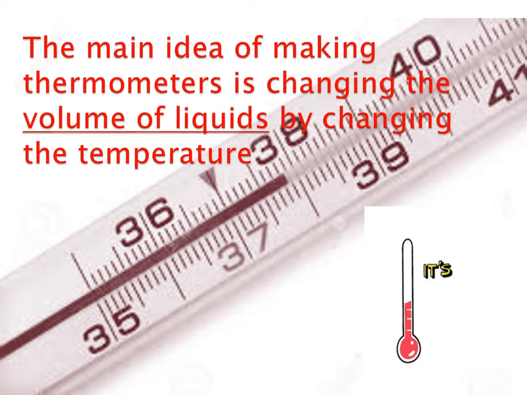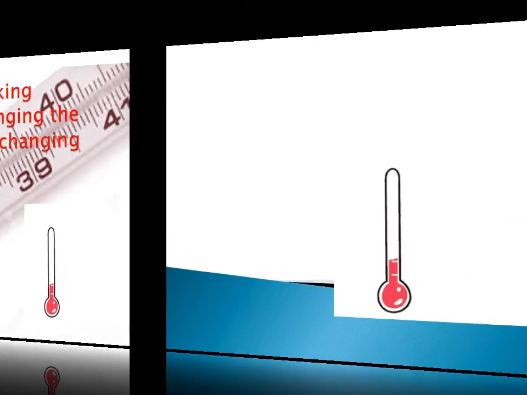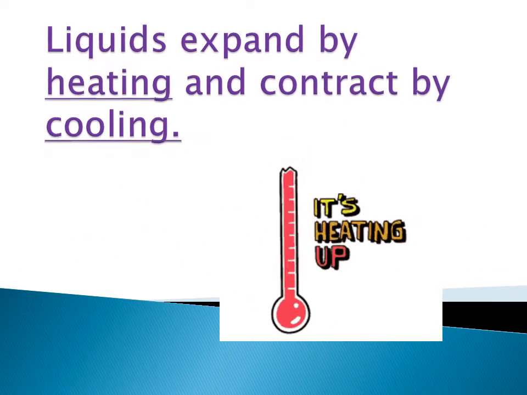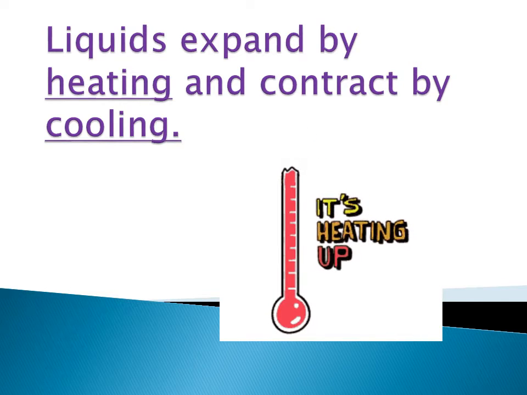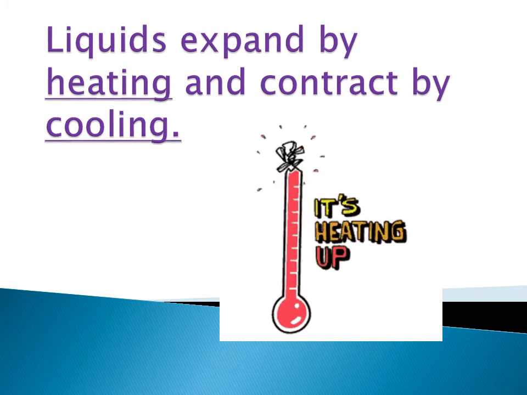So, what is the main idea of making thermometers? The idea is changing the volume of liquids by changing the temperature. Or I can say changing the volume of mercury by changing the temperature. Liquids expand by heating and contract by cooling.